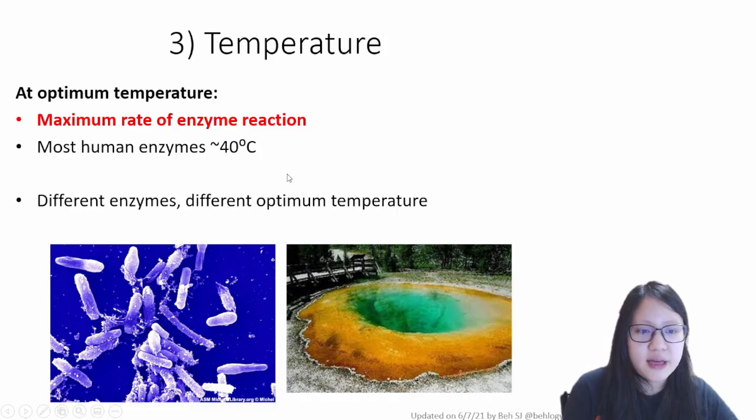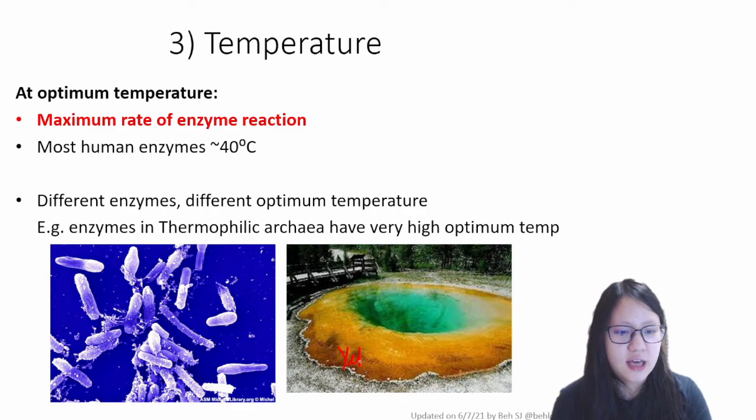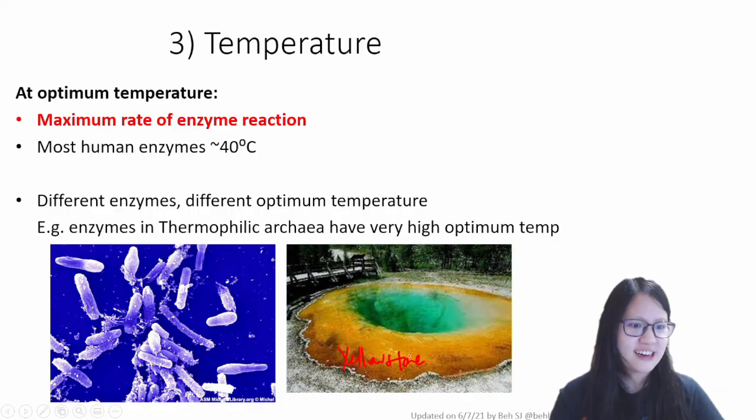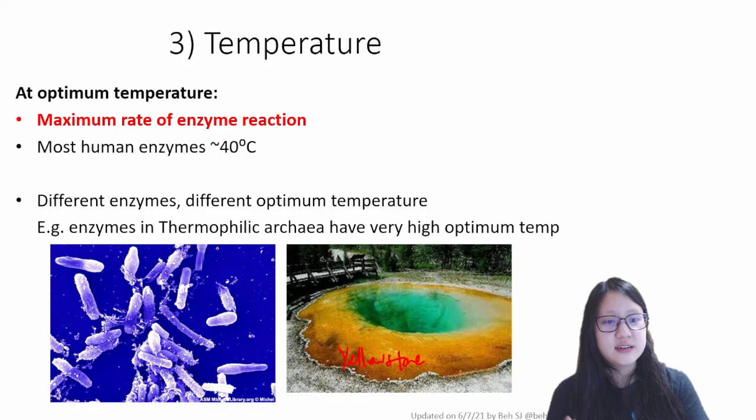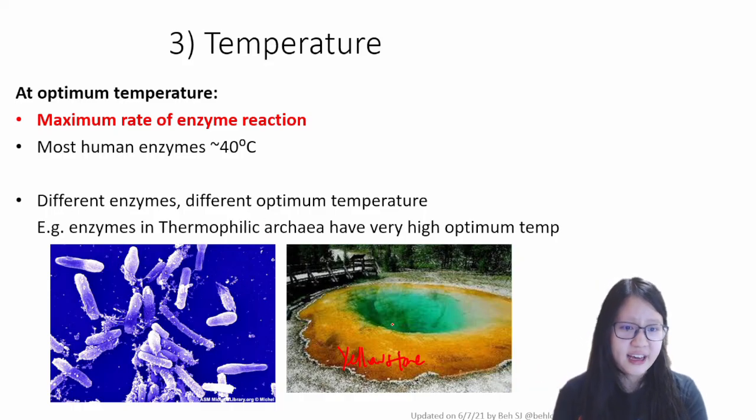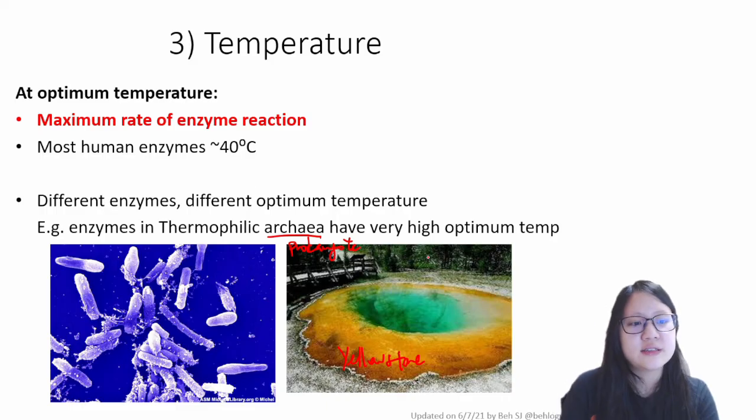Now think of the enzymes in the hot springs of, I think this is Yellowstone National Park. This is a sulfuric lake and it's a very, very hot lake. There are things living in there. So thermophilic archaea live in there. Archaea is a type of prokaryote. I don't know if you remember, but there are enzymes in those thermophilic archaea that have very high optimum temperature and they work best in those high temperature environments.